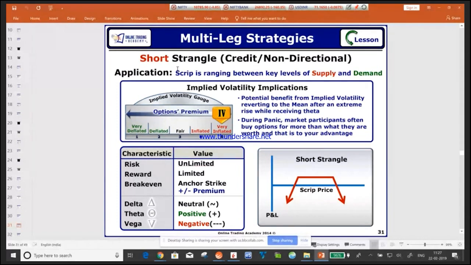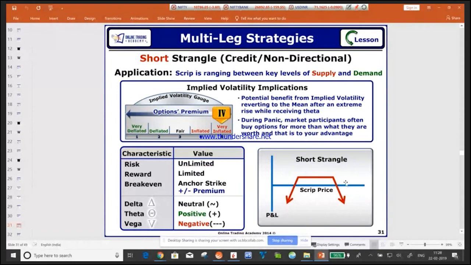Isn't it simple now? Yeah, it has two legs, both are shorts. Okay, the risk is unlimited on either side. So here, in the non-directional, Anand, you have to execute at the same time. So remember, we are not looking at individual legs. Our assessment is on the overall short strangle, both together.